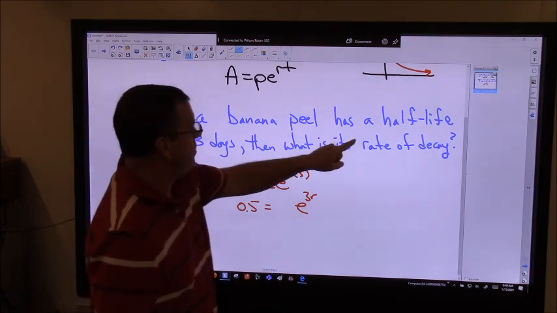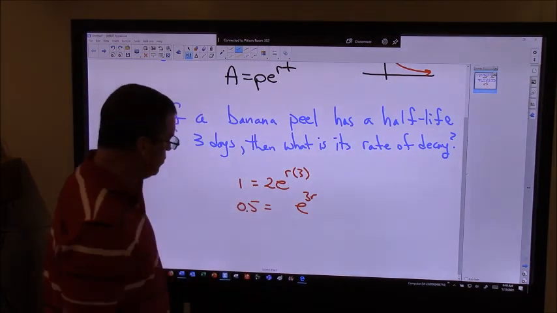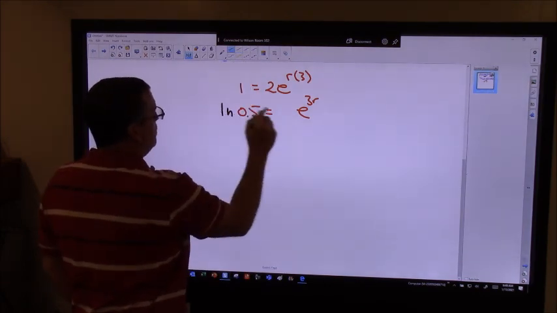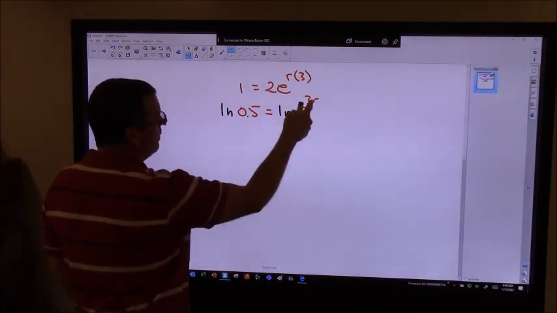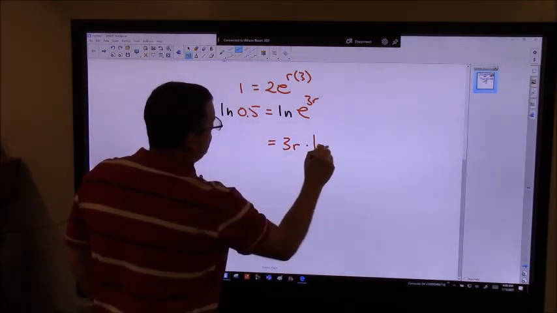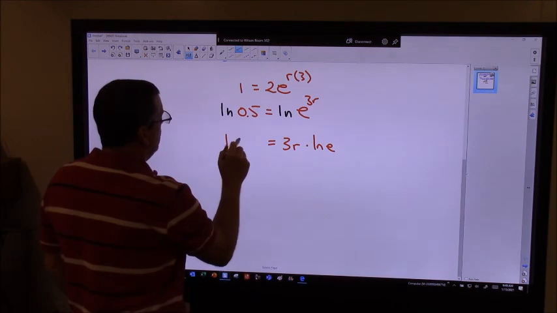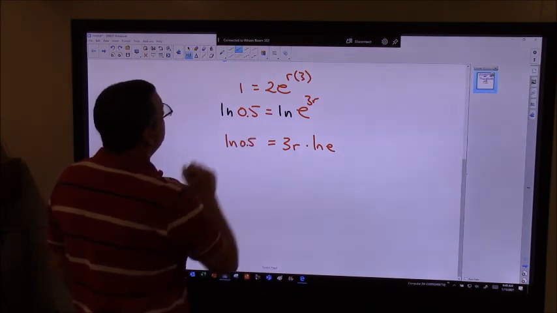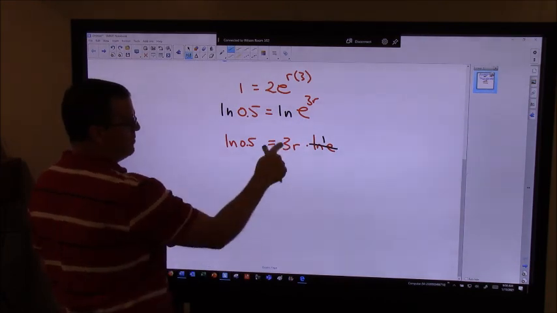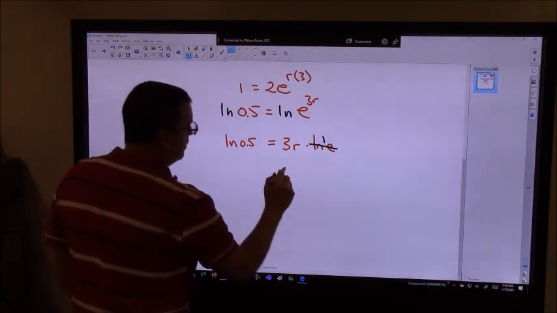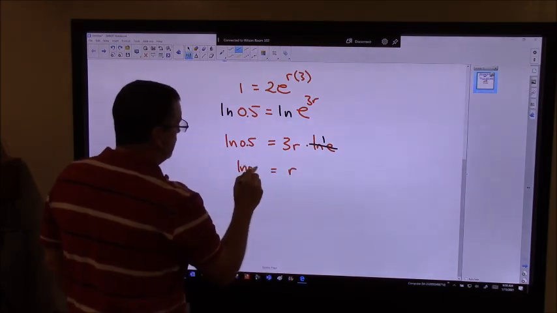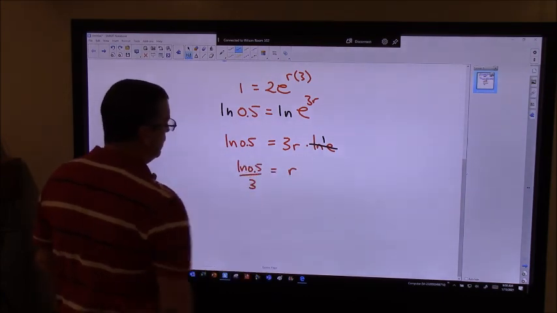Remember, we're trying to find the rate of decay, so r is what we're solving for. So now I'll take the natural log of both sides. I'll bring that 3r down in front. So I get 3r times natural log of e, that's equal to natural log of 0.5. I know that's going to equal 1. So to get r by itself, I just have to divide by 3. So r equals natural log of 0.5 over 3.